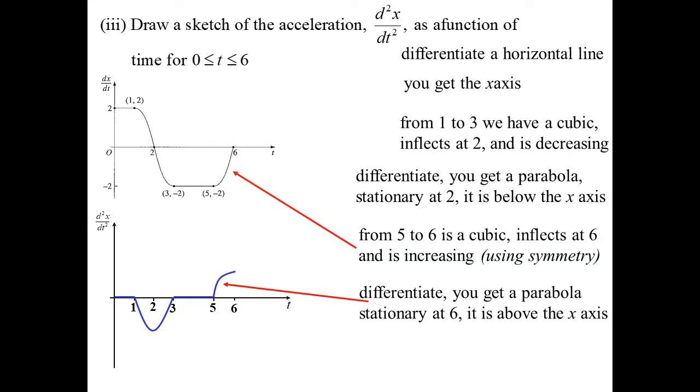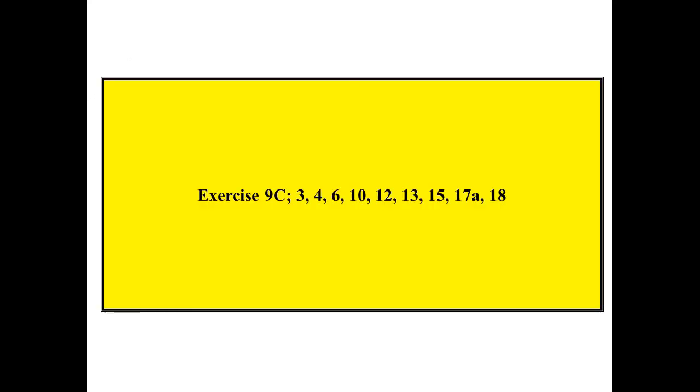From 5 to 6, well, again, it's looking like it's the same shape as from 1 to 2 and 2 to 3. I'm going to assume it is. So I'm going to say that's a cubic which inflects at t equals 6. And this time it's increasing. So when I differentiate, again, I'll get a parabola. It'll just be half of the parabola this time. It'll be stationary at 6, and it'll be above the x-axis. So there's my acceleration time graph. Have a go at these from 9C. See how we go.